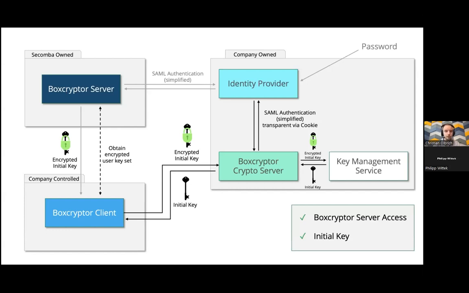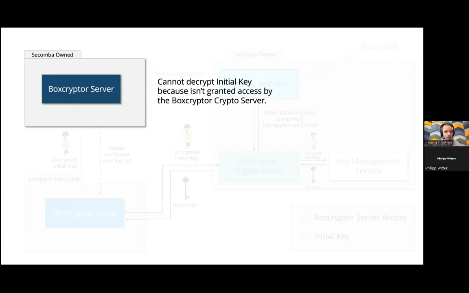And once again, we got Boxcryptor server access and the initial key. Now, let's have a closer look at the security of this construct. If you take a look at the Boxcryptor server, it cannot decrypt the initial key because it simply isn't granted access to the Boxcryptor crypto server. It could obviously speak to the crypto server, but the crypto server would refuse forwarding any encrypted key and actually decrypting that key, because the Boxcryptor server doesn't have an authentication on the identity provider and is not authorized to make that request.